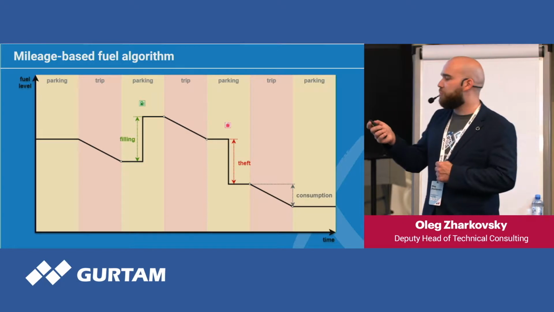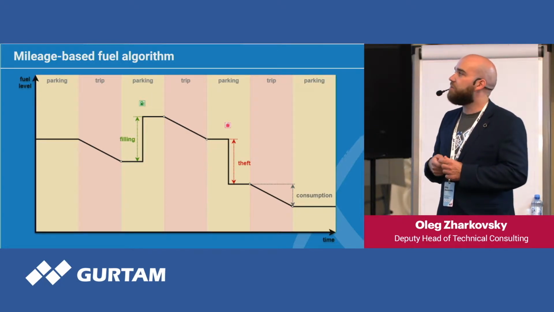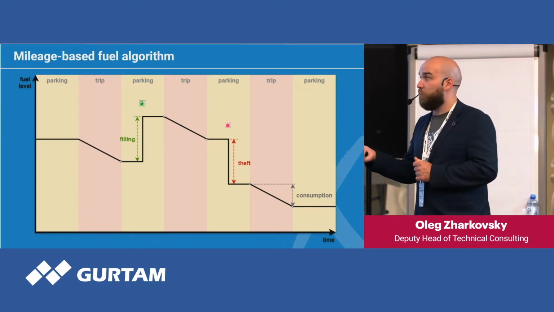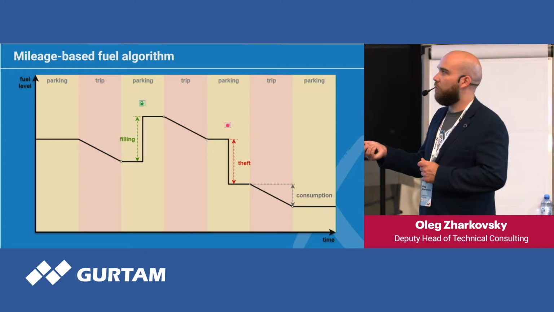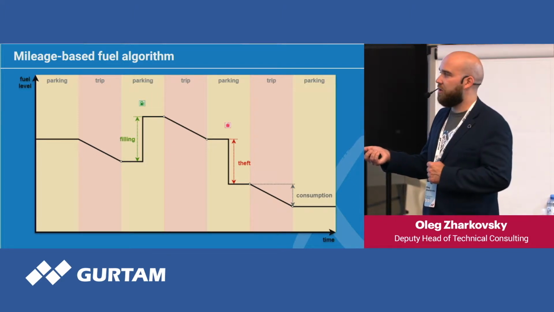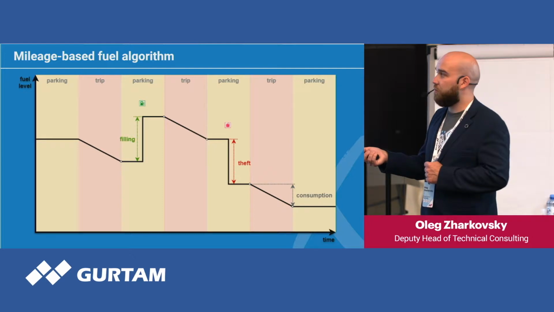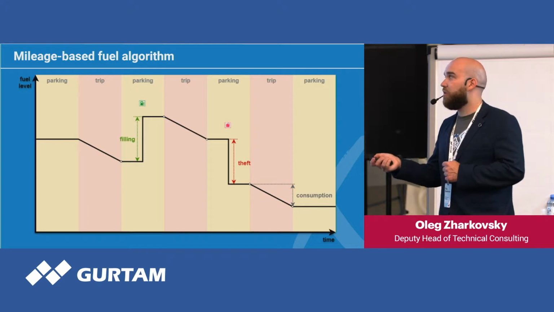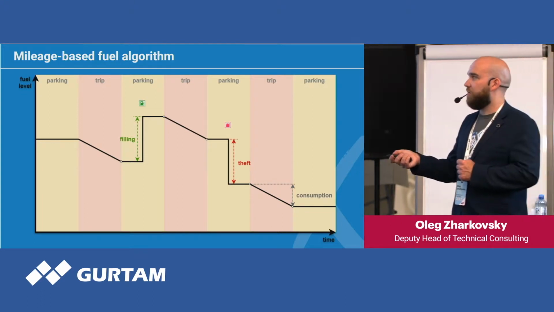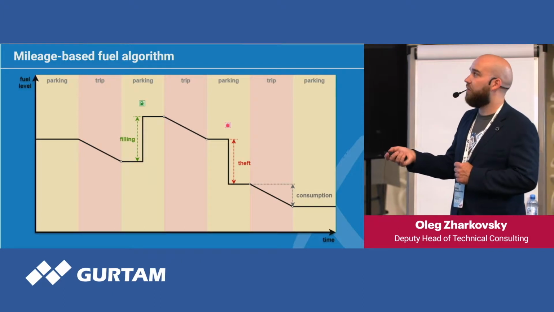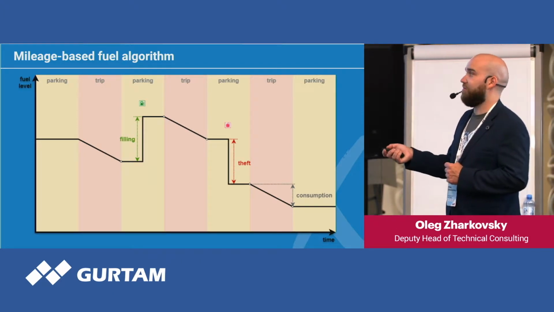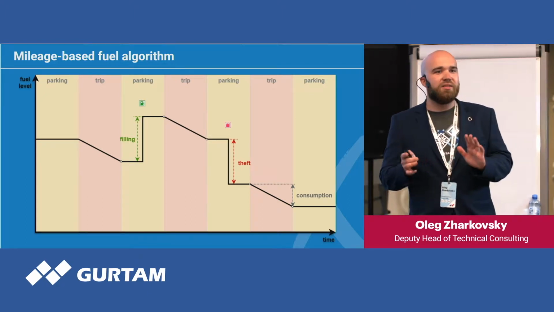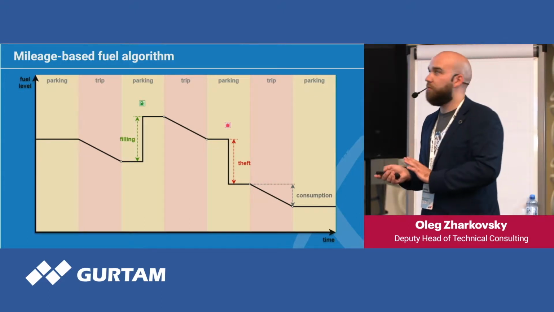So the mileage-based algorithm, the first one, is the easiest one, the default one, and it works in the following way. We just ignore all the parkings, and we take only the point at the end of the trip and the point at the beginning of the next trip. We compare these two points, and if the level has increased, it is a fill-in. If the level has decreased, it is a seft. So this algorithm is easy enough, but we've got some situations when it doesn't work.